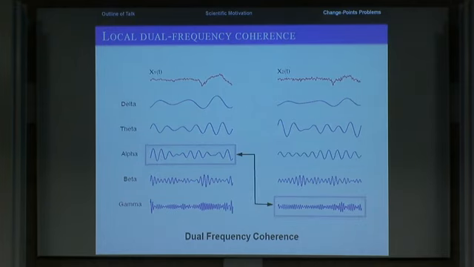However, there is now an interest in looking at how the alpha activity in one channel is codependent with gamma activity in another channel. There's an increase in activation here. Is that contemporaneous with an increase or a decreased activation in a different frequency band in another channel? So this is now the dual frequency coherence.